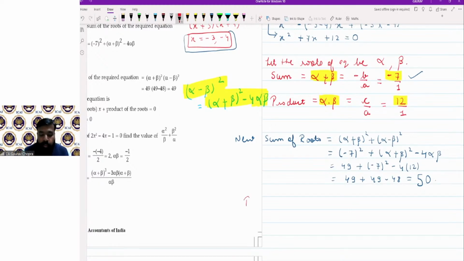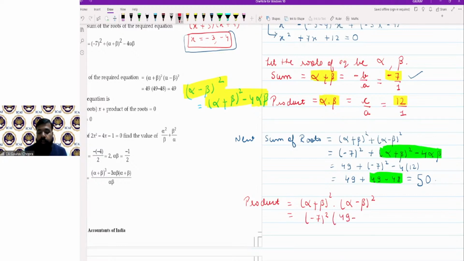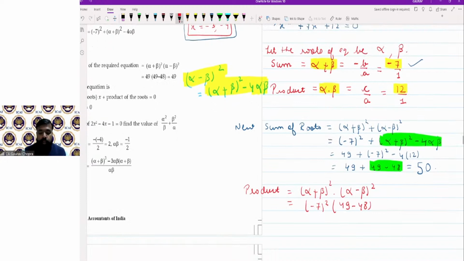Similarly, we can find out the product of roots. Product of roots. So alpha plus beta square and multiply by alpha minus beta square. Now alpha plus beta square is -7 square and the other value, that is alpha plus beta square -4 alpha beta, can be solved and it is written as 49 minus 48. ये हमने जस्ट ऊपर सॉल्व किया है, so we are taking values from there as it is. तो क्या बचेगा हमारे पास? 49. So this is the product.